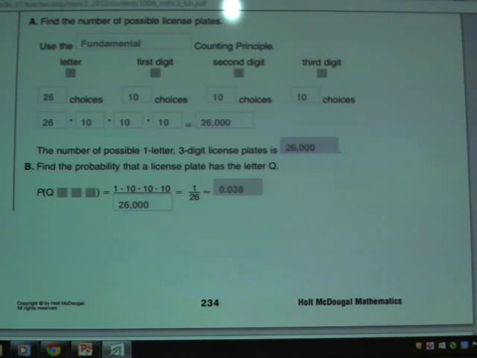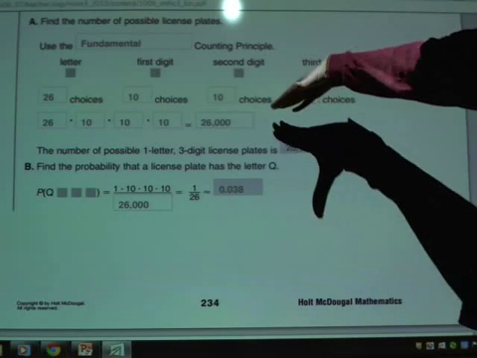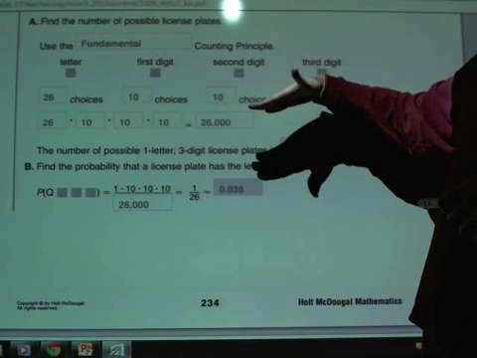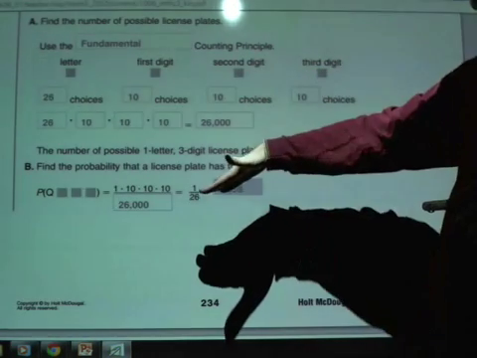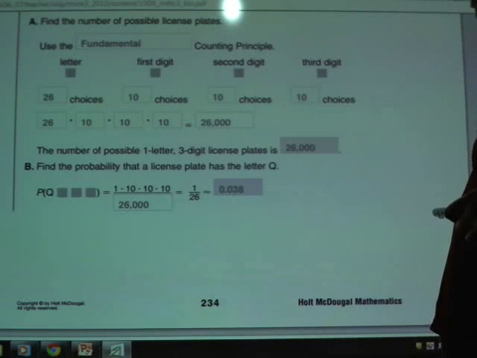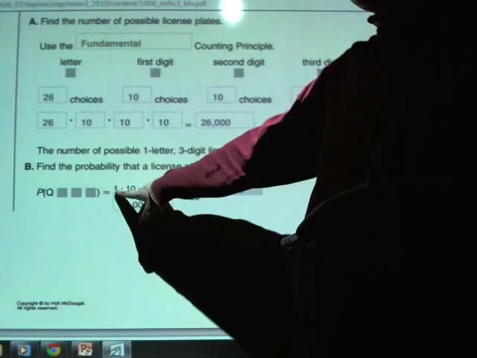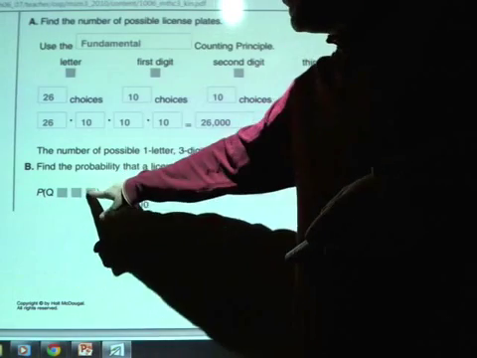Now they're asking me to use that to find the probability that the license plate has the letter Q. Obviously that involves our 26,000, because probability is a comparison to the number of possibilities. The number of possibilities is 26,000. We just have to figure out how many ways it works with Q and write that as a fraction, as our probability. There's only one way I can have Q in the first spot, and that's if I write Q there, which you can see what they've written right here. But then the next 3 spots can still be anything.